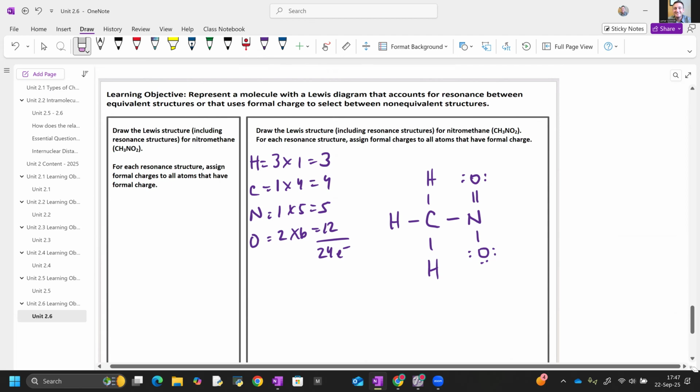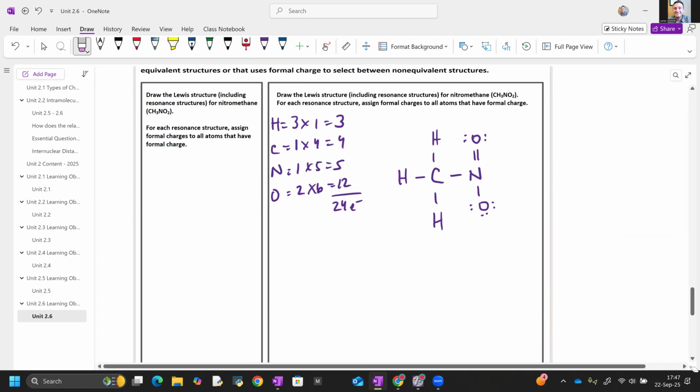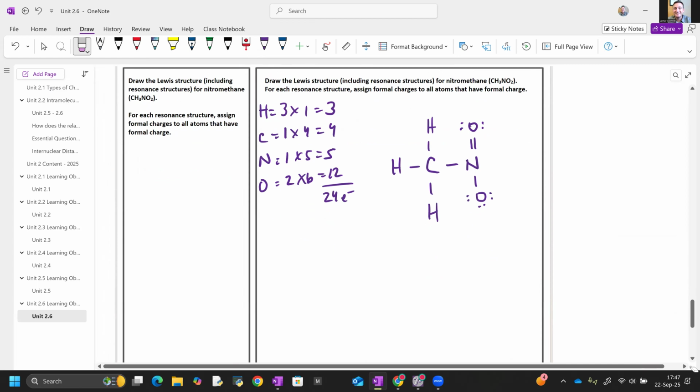So we recount to make sure we're at 24: 2, 4, 6, 8, 10, 12, 14, 16, 18, 20, 22, 24, and we have 24 electrons there. Now, this is not an ion, so I'm not putting brackets around it. Notice it does not have a charge. However, this does display resonance.